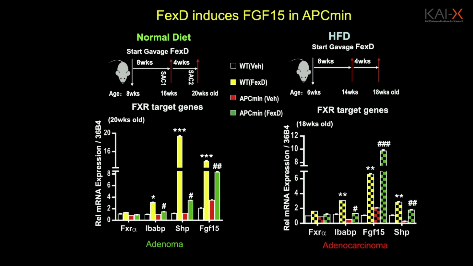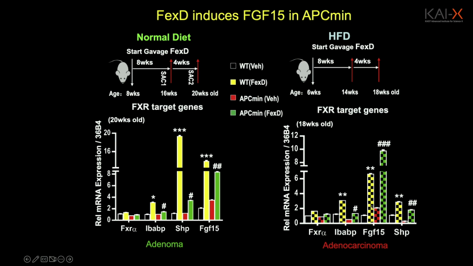So this is a major regulator of bile acids, and what you can see here is that on a normal diet and on a high-fat diet, this critical regulator of intestinal function and the response in the liver is very dramatic. And I'll just point out here, for example, FGF15 in red, which is the APC min component.